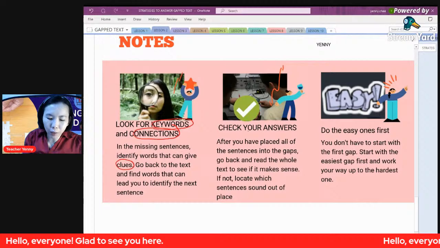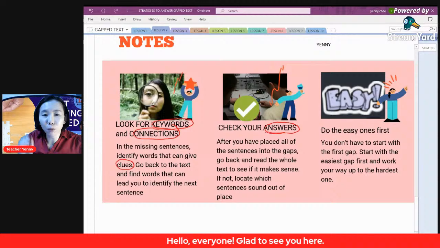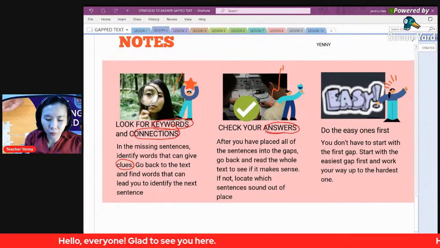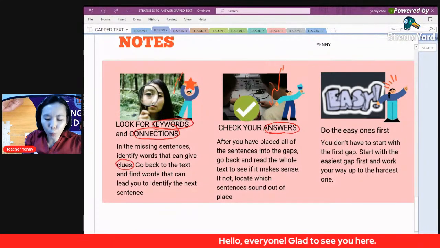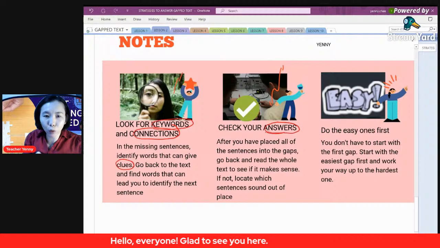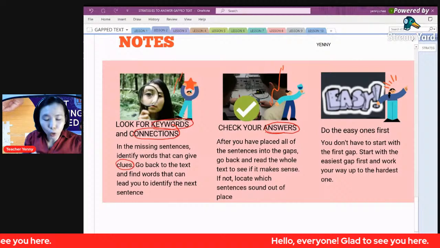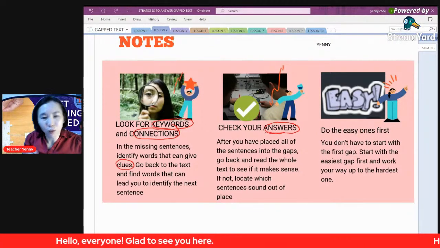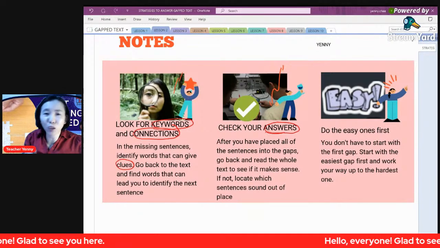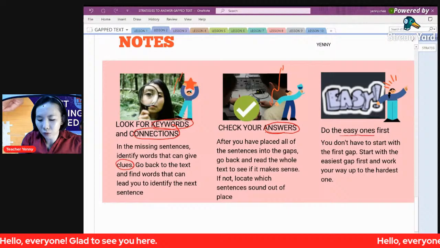Next, you can always check your answers. That is very essential. Check your answers before you submit to the invigilators. After you have placed all the sentences into the gaps, what do you need to do? Go back and read the whole text or the whole passage, and you have to see if it makes sense. If not, locate which sentences sound out of place. If you feel that it smells fishy, then you can change it. And always remember, try the easiest ones. So you don't have to start with the first gap.